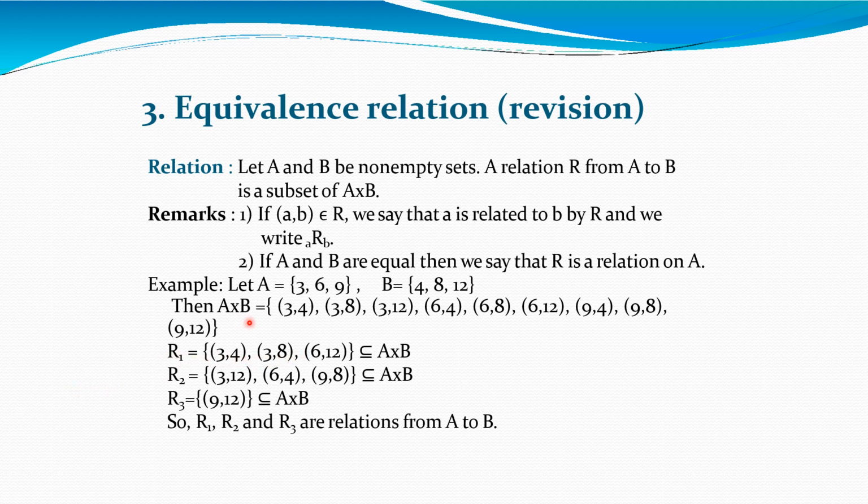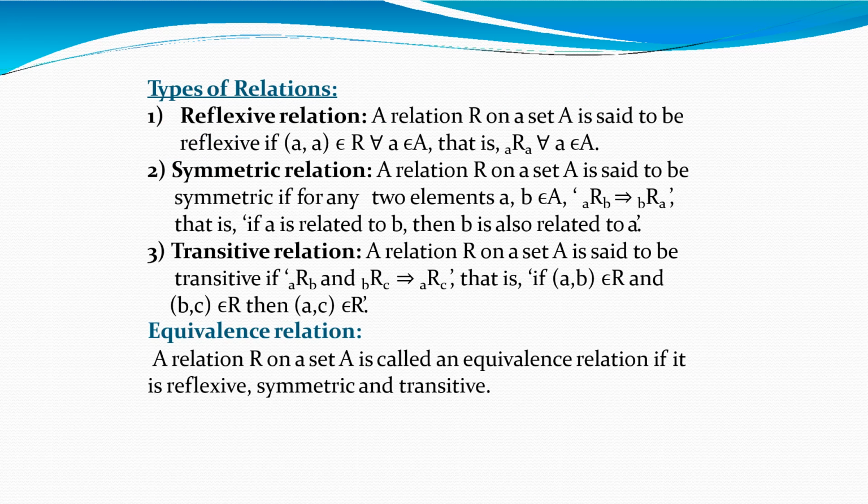Similarly, R2 is {(3, 12), (6, 4), (9, 8)}. Again, all the pairs present in R2 are members of A cross B, so R2 is a subset of A cross B. Now R3 contains only one pair, which is (9, 12). So again R3 is a subset of A cross B. So here R1, R2, R3 all are subsets of A cross B, so R1, R2, R3 are relations from A to B. In this way we can define many relations from A to B for the given sets A and B.